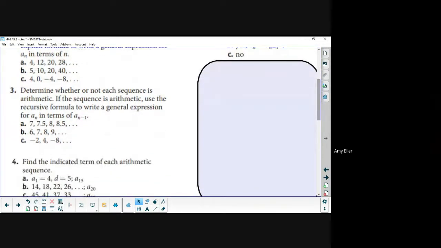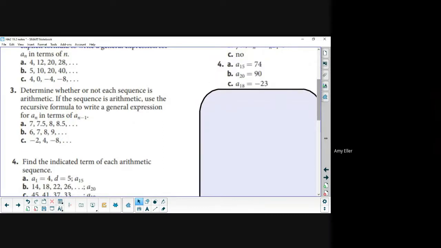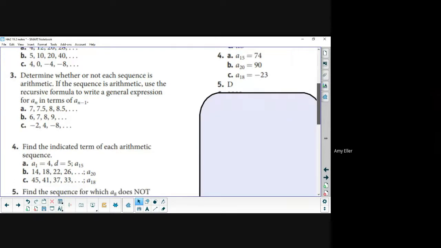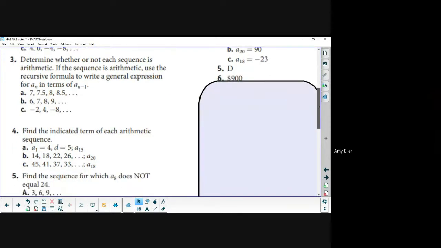4, find the indicated term. So 74, 90, -23. We skipped 5, is that right? All right, any questions on 1 through 4? Maybe you got them wrong, but I think we got them fixed now. 5 was D. That's what we skipped. 6 is 900.